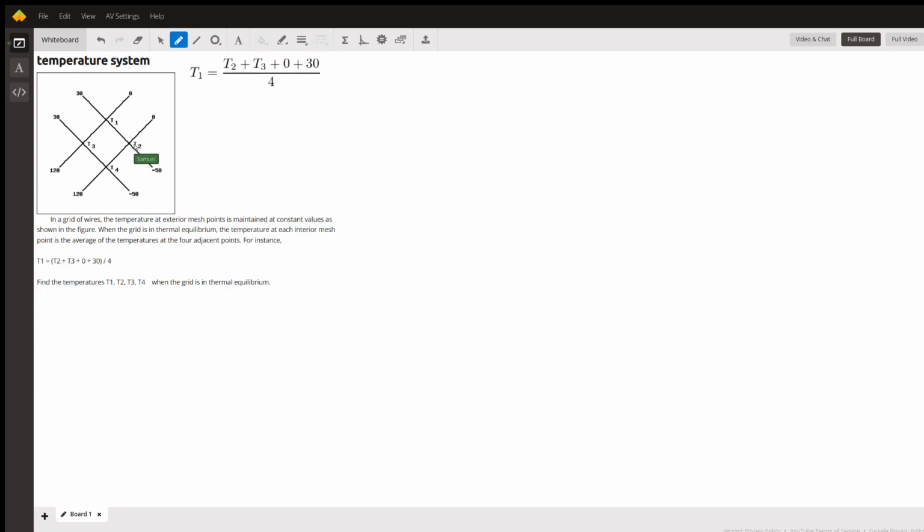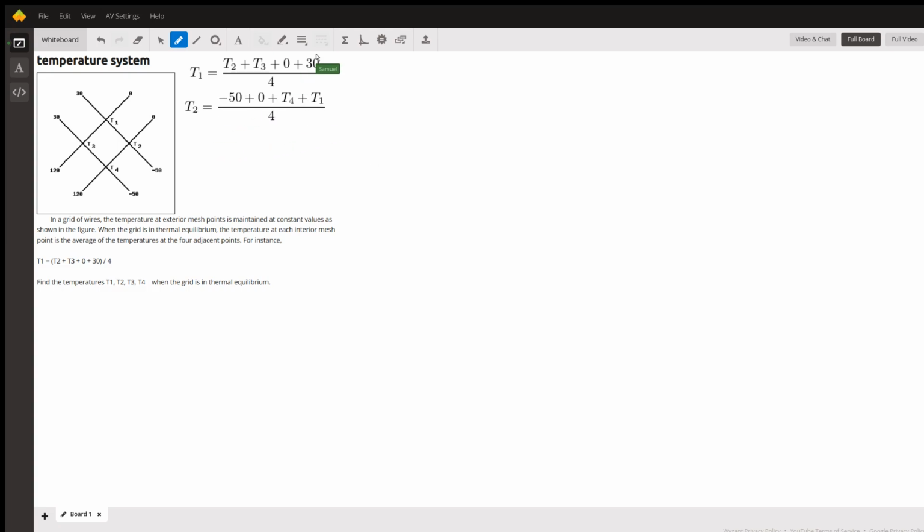We're going to make an equation out of T2 for the adjacent 4 points by the average. So those 4, we're going to make an equation out of T2, and that equation is going to be an average of -50 plus 0 plus T4 plus T1. So that's our second average.